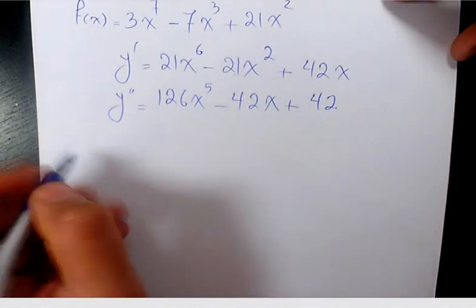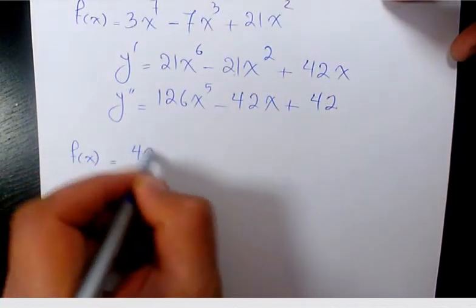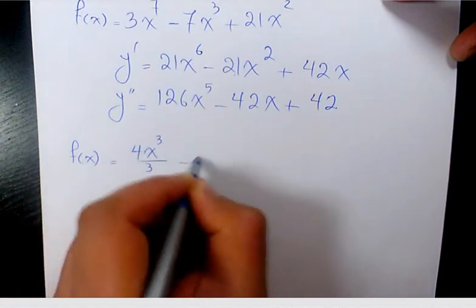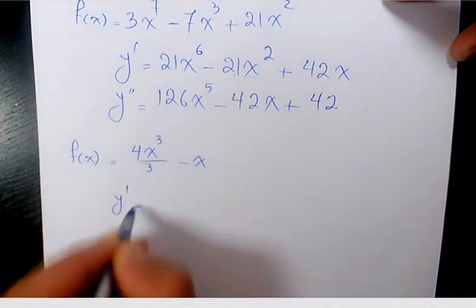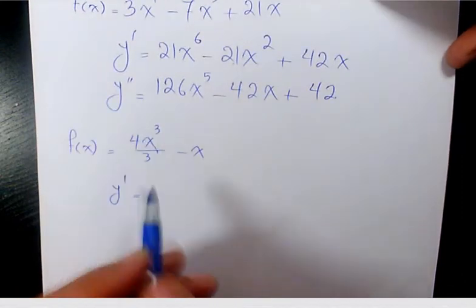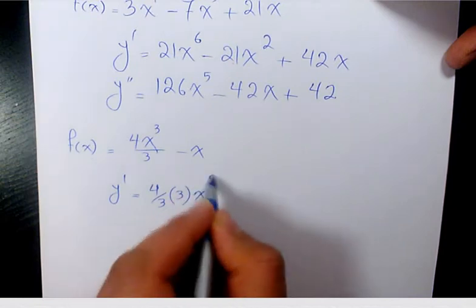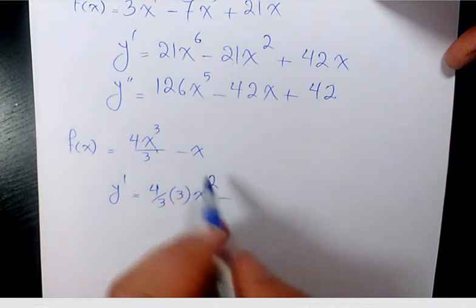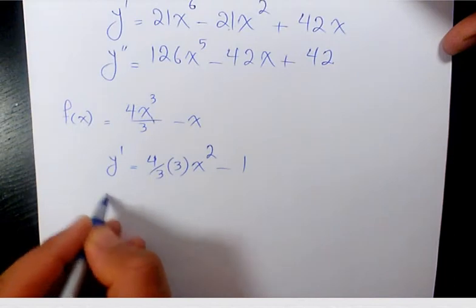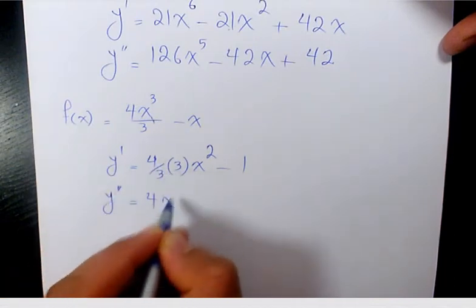Next example. F of x equals 4x cubed over 3 minus x. Y prime is, derivative of this part is going to be 4 over 3 times 3 x to the power of 3 minus 1, 2, minus the derivative of x is 1. Second derivative is going to be 4 over 3 times 3 is 4, x squared.